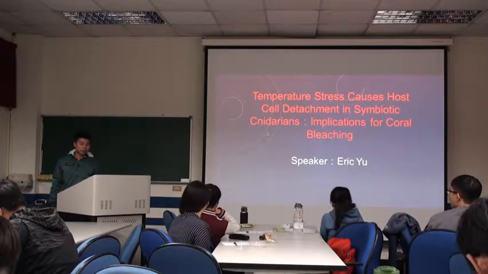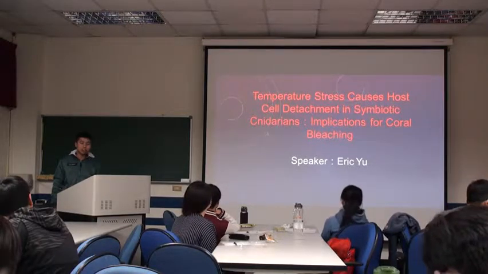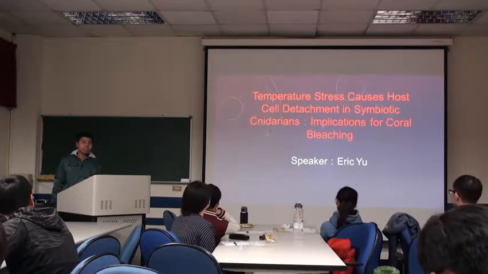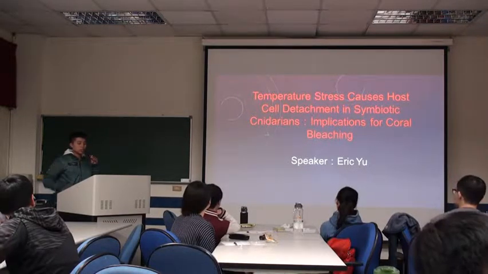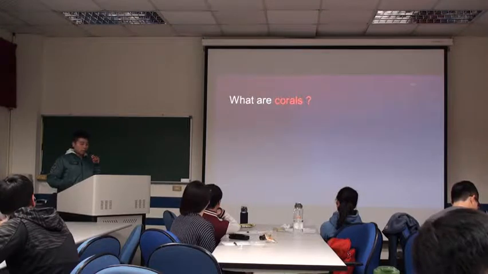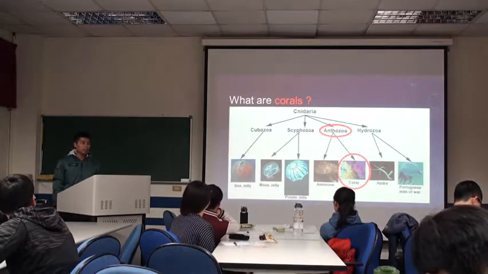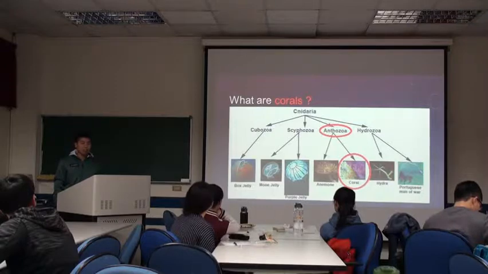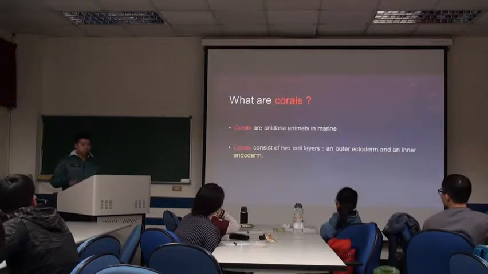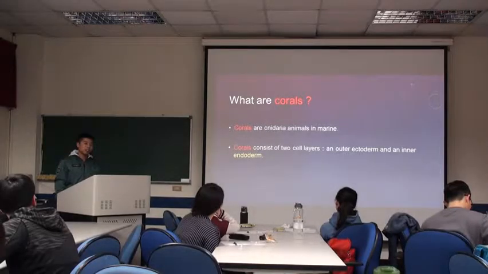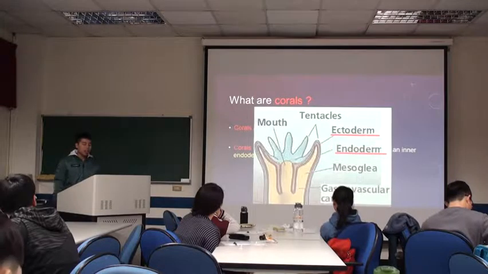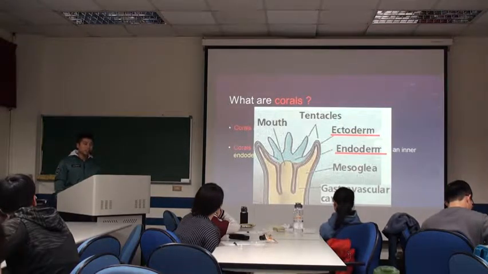Today, I would like to talk about how temperature stress causes host cell detachment in symbiotic Cnidarians, and the implications for coral bleaching. First, what are corals? Corals are Cnidarian animals in marine. They are marine invertebrates in the class Anthozoa of the phylum Cnidaria. They consist of two cell layers, an outer ectoderm and an inner endoderm. Ectoderm and endoderm, along with mesoderm, are the primary germ cell layers.